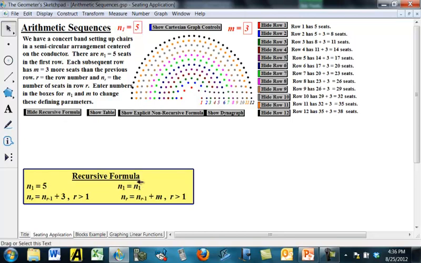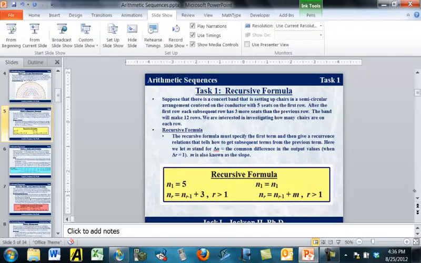Okay, so notice this has a general form of N1 equals some number, and N sub r equals N sub r minus 1 plus some number M, where r is bigger than 1. So this N1 on the right and this M on the right are specific numbers, in our case 5 and 3, or whatever I have in these boxes, which is 5 and 3 in this case. So there's our recursive formula.